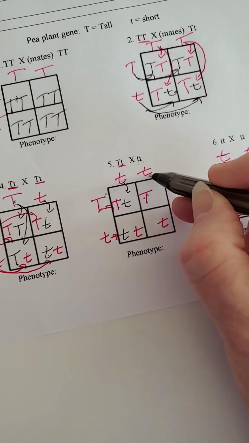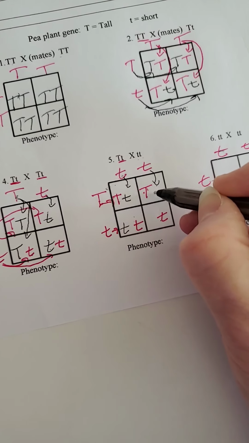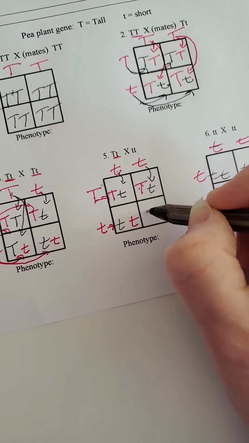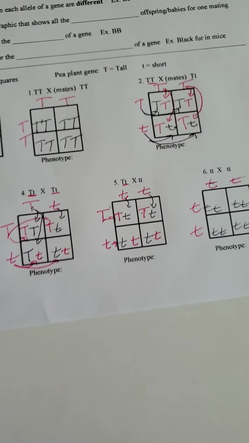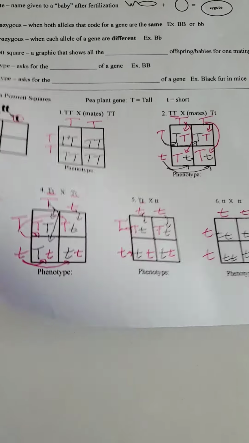Now, this t here goes down to both of these. So it's going to go here because the lowercase always comes after the capital, and down here it doesn't matter. So we have now filled out our boxes. So that's the first step.